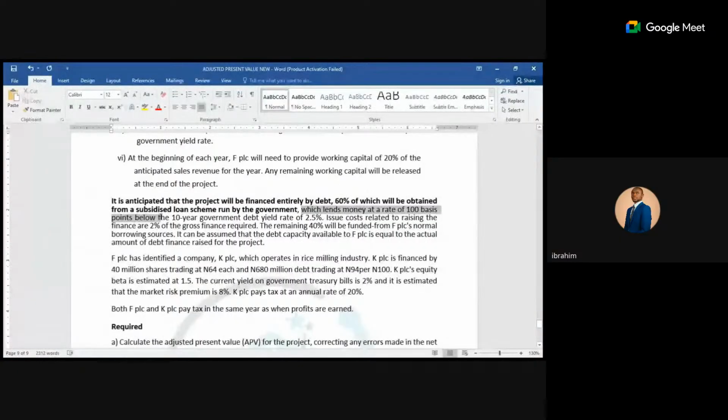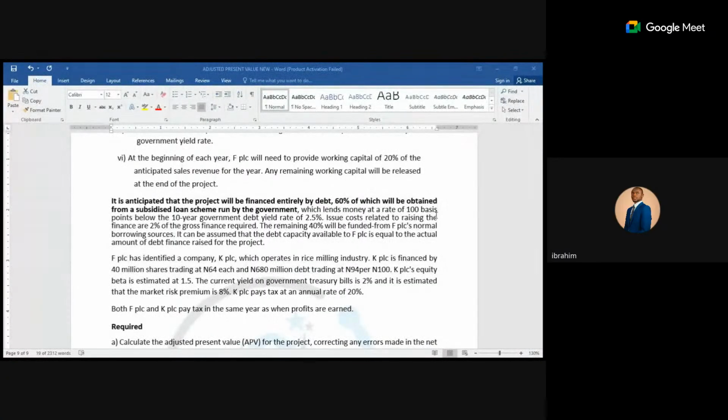below the 10-year government debt yield rate of 2.5%. They've lent at 100 basis points. 100 basis points means what, class? How many percent? 100 basis points means how many percent? 1%. Thank you. 100 basis points, that is one. Which will give you 1. Is that not so? 1%.